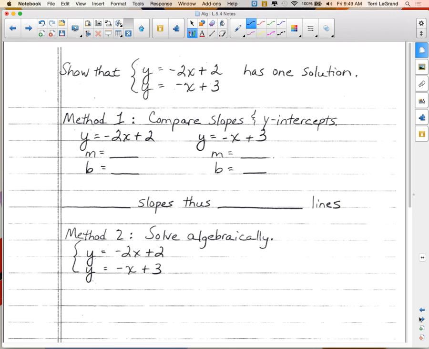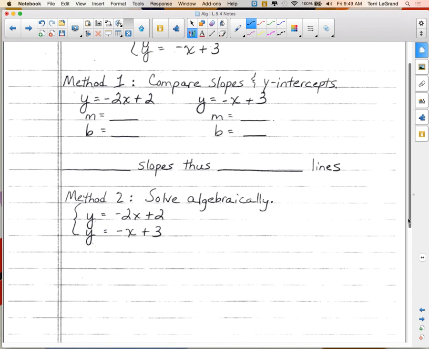Method 1 is what would happen on the graph. So let's just put that over here. You don't have to graph it, but this is telling you what you could expect to happen on the graph. So we have y equals negative 2x plus 2, y equals negative x plus 3. Good news, they're both in graphing-friendly form.